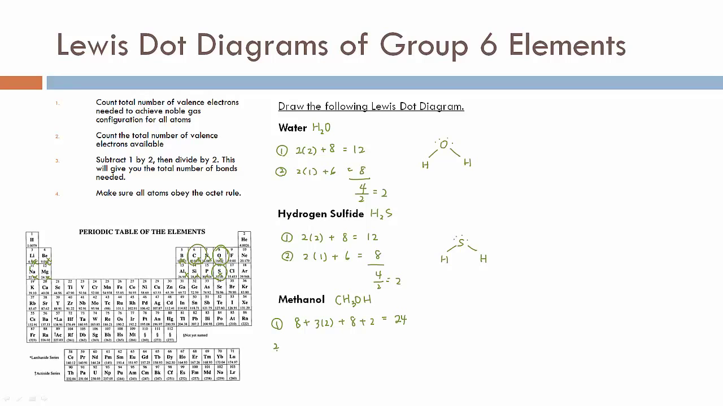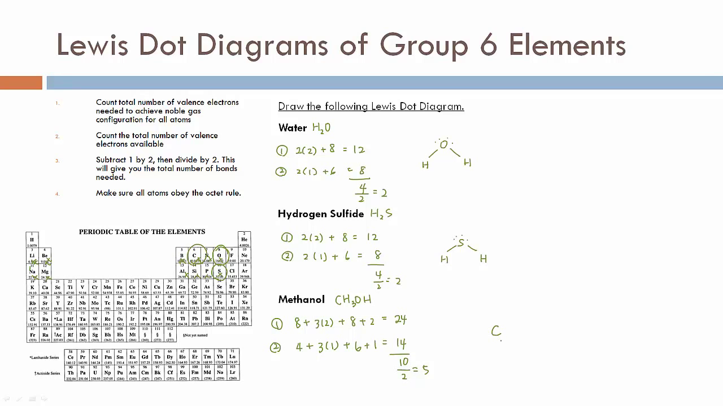The second step is to determine the total number of valence electrons that are within this methanol molecule. So carbon has 4 valence electrons. The hydrogens, the 3 hydrogens each has 1. So it's 3 times 1. The oxygen has 6, and the hydrogen has 1. If you add those numbers up, you get 14. 24 minus 14 is 10. You divide by 2. So you need 5 bonds to connect all the atoms within the methanol molecule together.